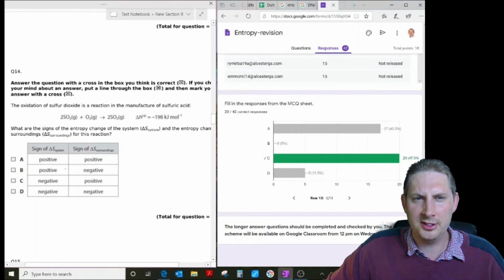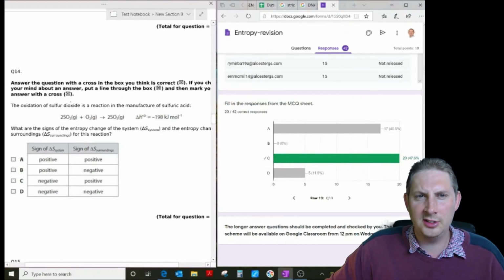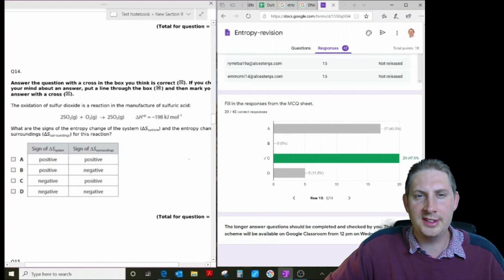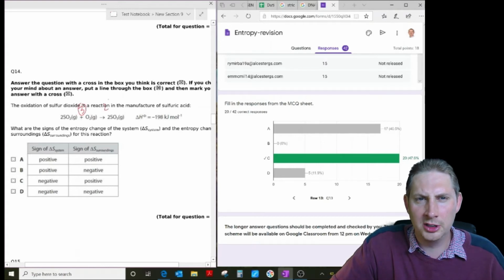Right, answer the question with a cross in the box. Oxidation of sulfur dioxide is a reaction in the manufacture of sulfuric acid. What are the signs of the entropy change of the system and the entropy change of the surroundings for this reaction? Well, the system is going from 3 to 2 gas molecules, so that is a decrease in entropy. So delta S system is negative, so it's going to be C or D. The entropy change of the surroundings, right, is exothermic.